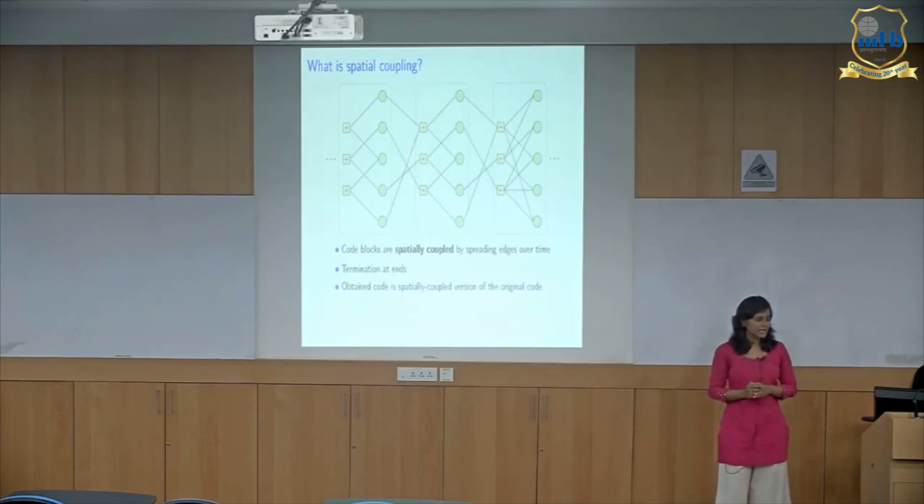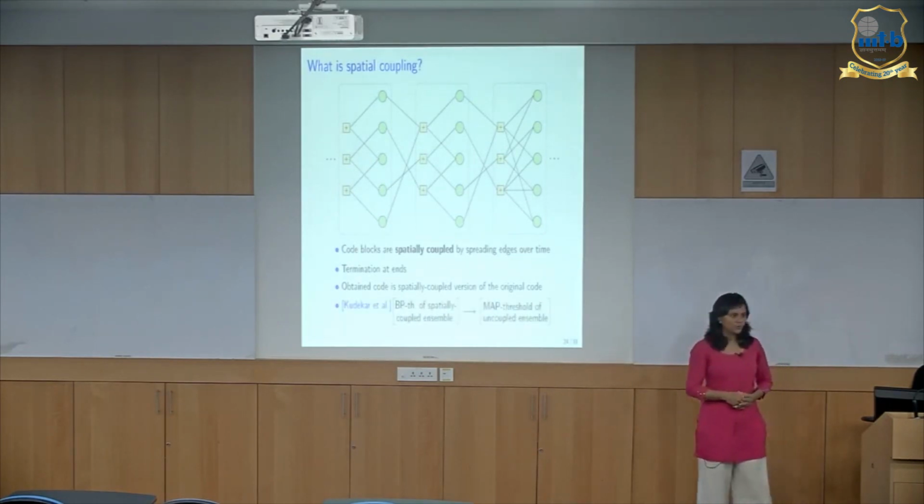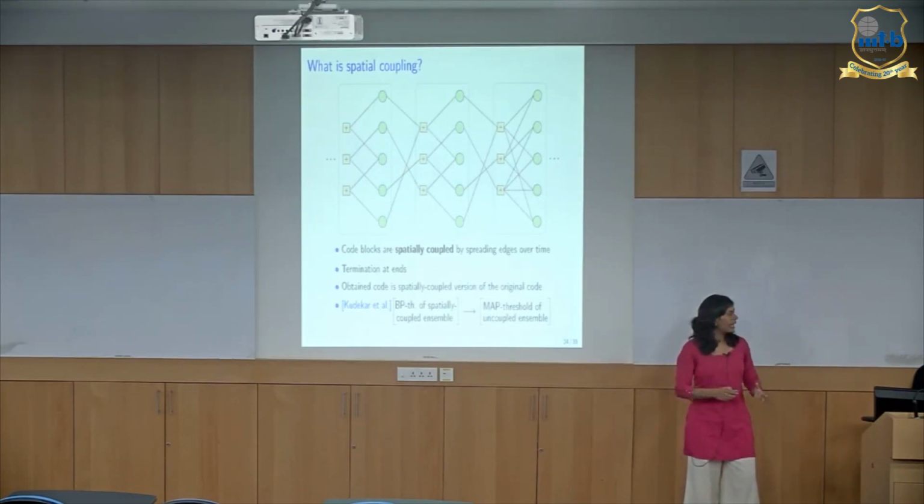Now, why is this spatially coupled code so good, or why should I bother about doing this spatial coupling? The reason is, Kudekar proved that the BP threshold of the spatially coupled code approaches the MAP threshold of the uncoupled code. So, in simple words, this spatial coupling allows me to achieve MAP decoding performance, but using BP decoding only. And that's why this spatial coupling became very popular in the last decade.